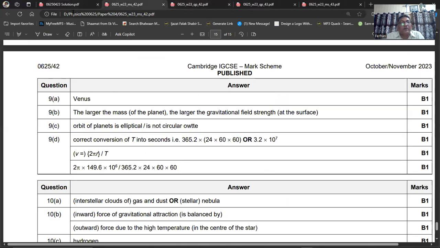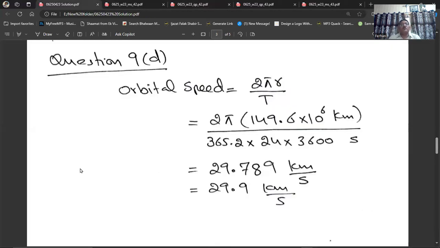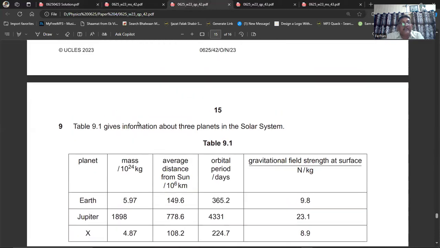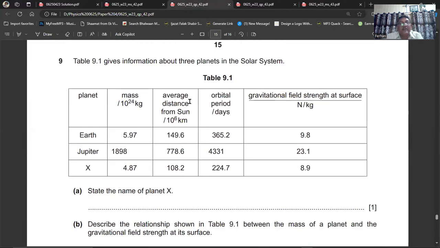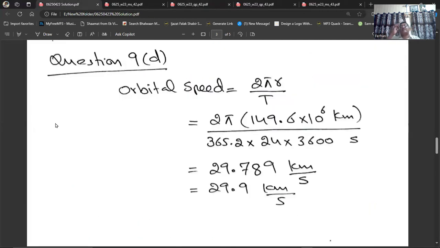Okay. So 2πr divided by t is 2π times the radius of the orbit of the Earth, which is given, and you don't have to remember it. It is given here. This is the radius of the orbit of the Earth, and that is 149.6 × 10^6 kilometers. And for the time, because they want to show us the speed in kilometers per second, I have to take this orbital period in seconds.